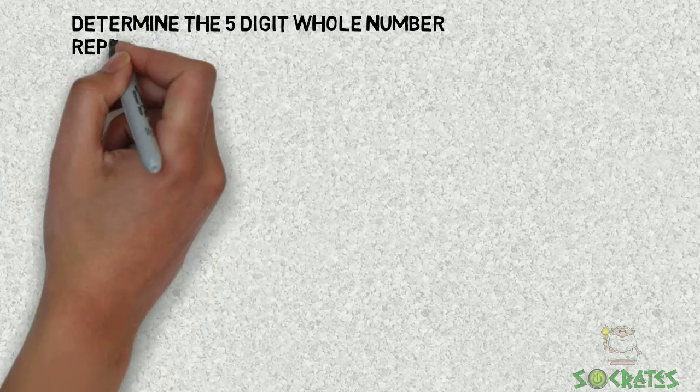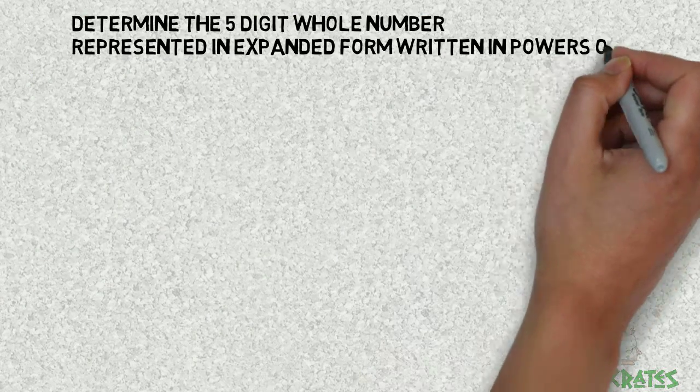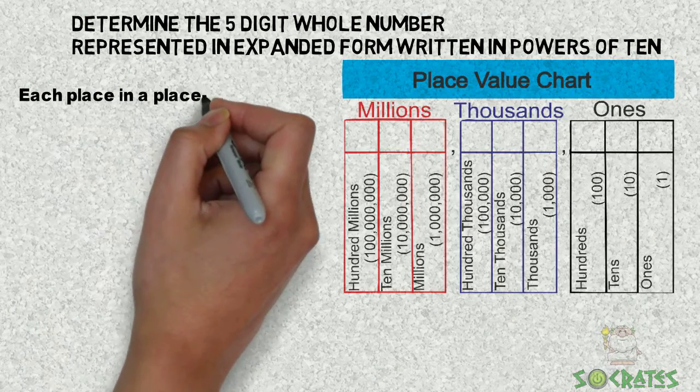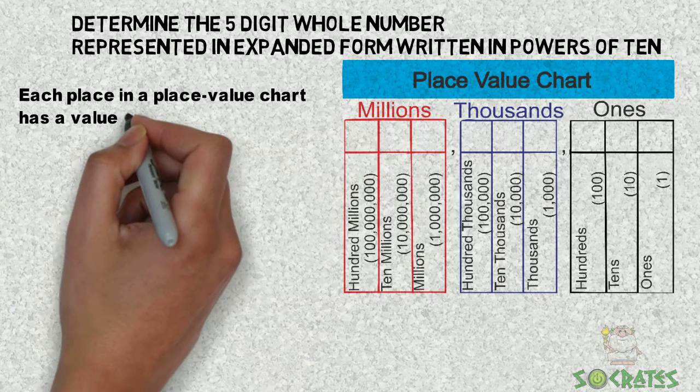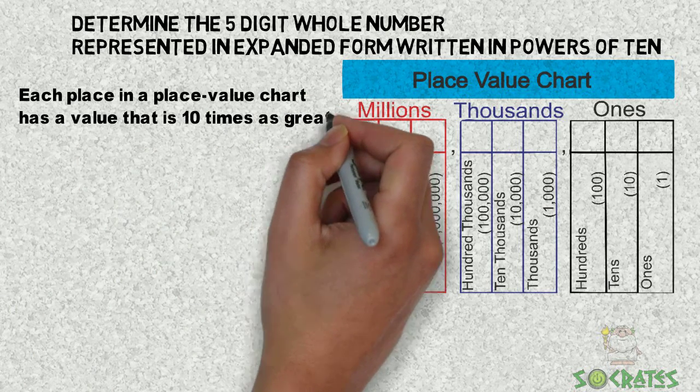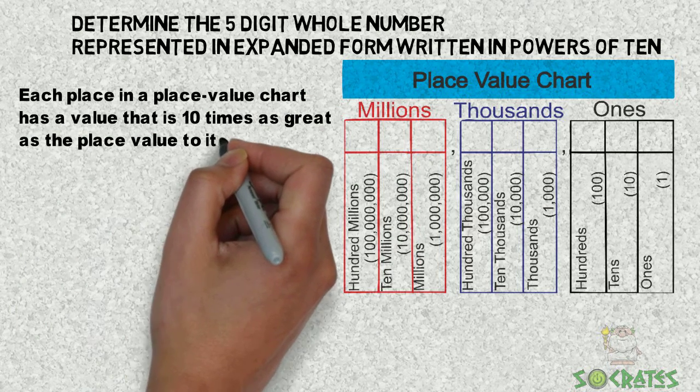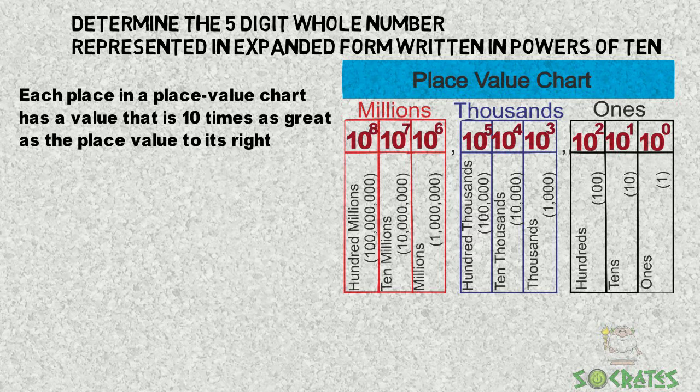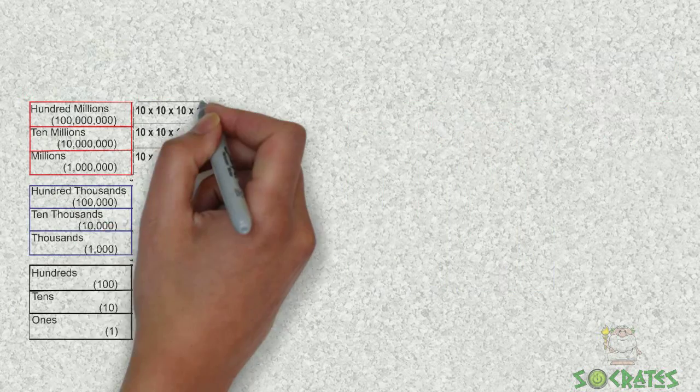Determine the 5-digit whole number represented in expanded form written in powers of 10. Each place in a place value chart has a value that is 10 times as great as the place value to its right. So ones are a single digit, but 10 of those gets you to your tens. And then 2 more times is hundreds, thousands, 10,000s, and so on. So each time we increase by 1.